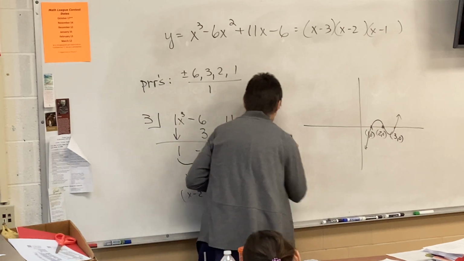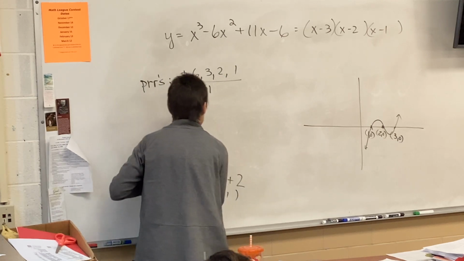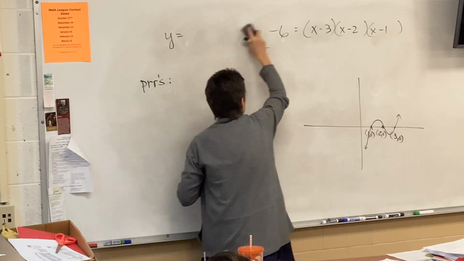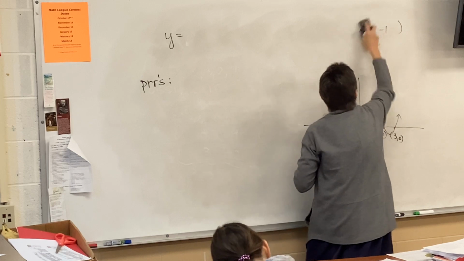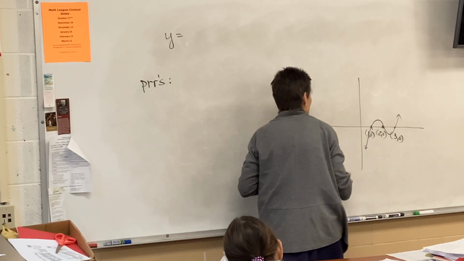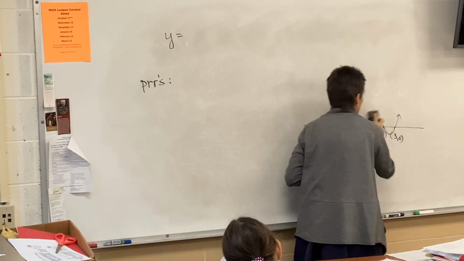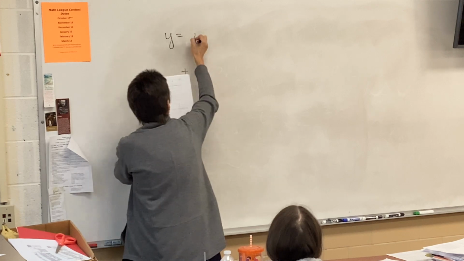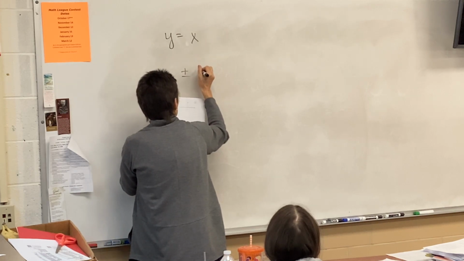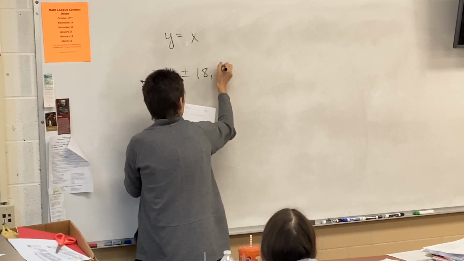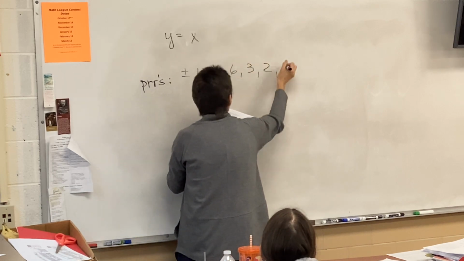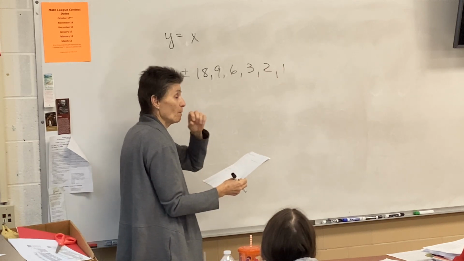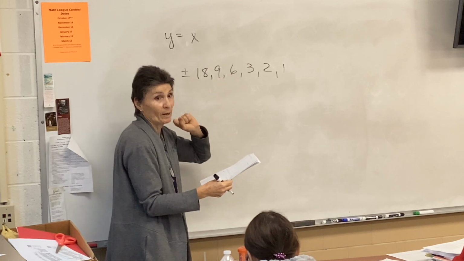All right, we got another one. What are our PRRs this time? Possible, that's the key word there, they're possible. These are the possibilities. So let's see, what are they in this problem? Plus or minus what? 18. 2, 3, 6, 9, 18. Yeah, so we have 18, 9, 6, 3, 2, and 1. The order you write those doesn't matter. And my promise to you is, you heard me promise, Mackenzie, somewhere in that list you're gonna get a winner.